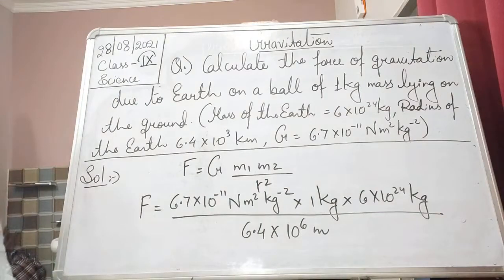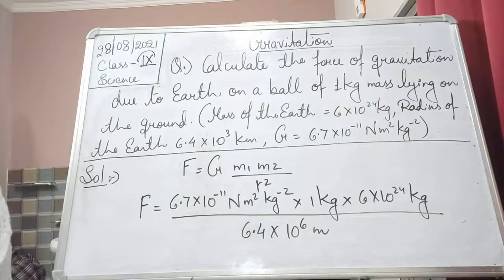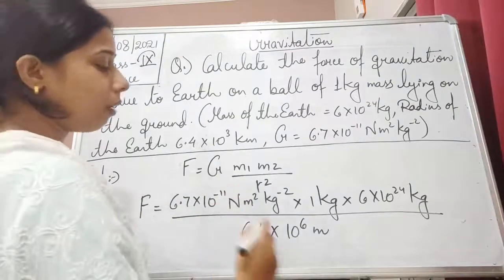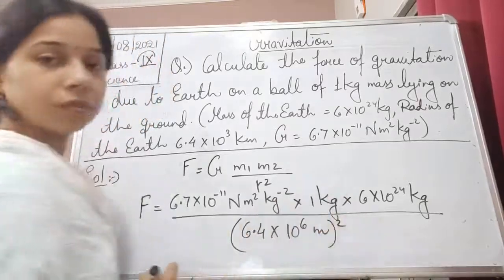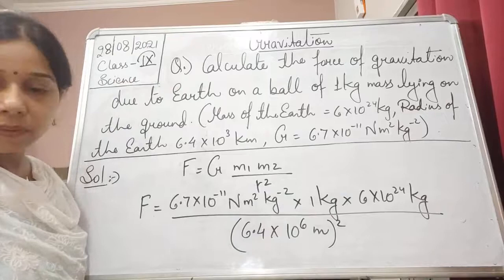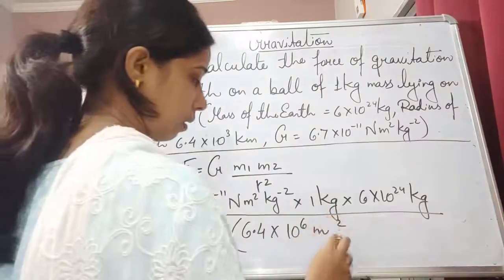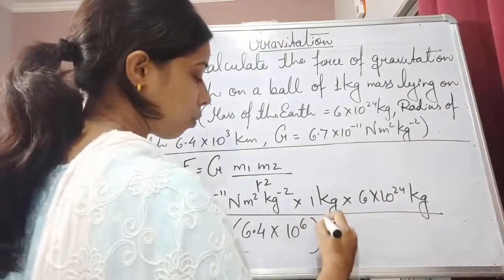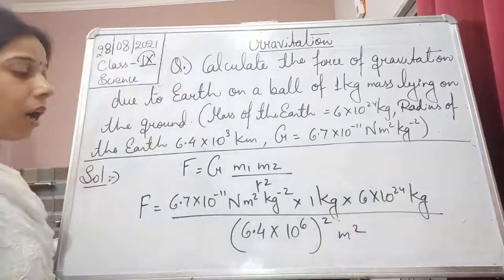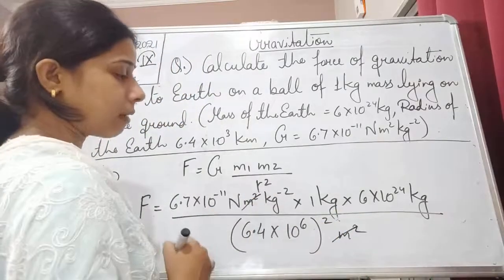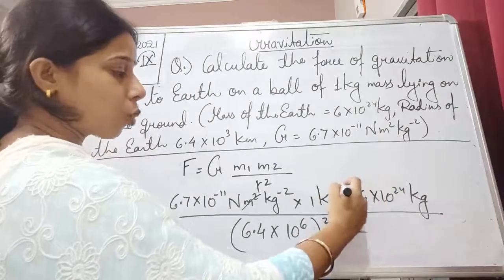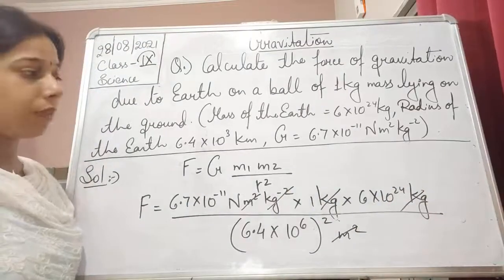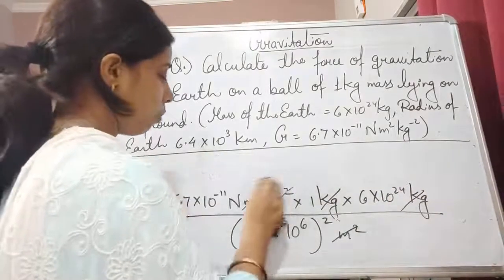Okay, so this is the value given. It is 6.4 into 10 to the power 6, and here it is r square, so it will be squared. Ultimately we can also write it like 6.4 into 10 to the power 6 whole square, meter square. Now this meter square will get cancelled. This kg and this kg square will cancel each other. Ultimately, what will be left behind?